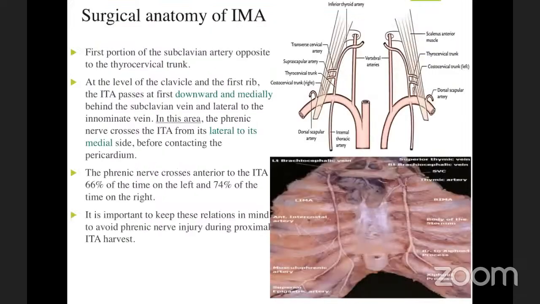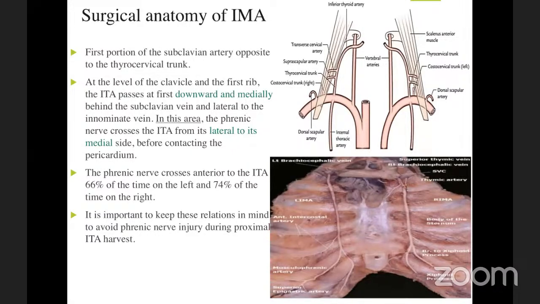So, talking about the surgical anatomy of the internal mammary artery, it is the first portion of the subclavian artery, opposite to the thyrocervical trunk. At the level of the clavicle and the first rib, the internal thoracic artery passes first downward and medially, behind the subclavian vein and lateral to the innominate vein.